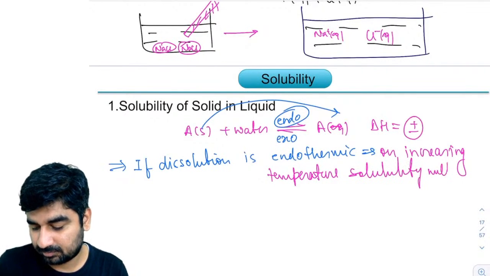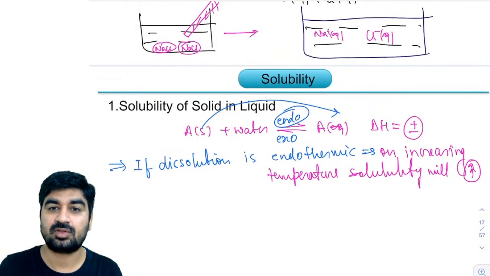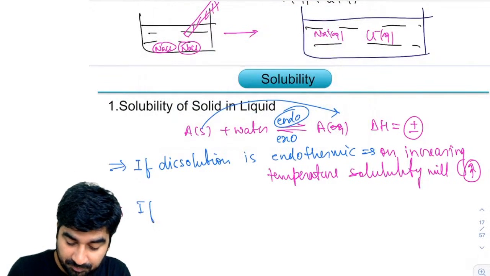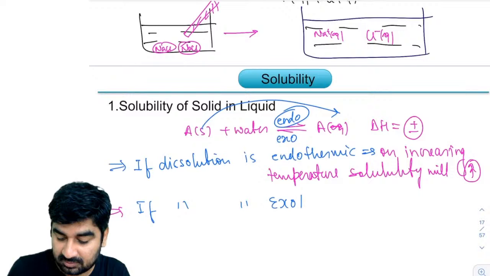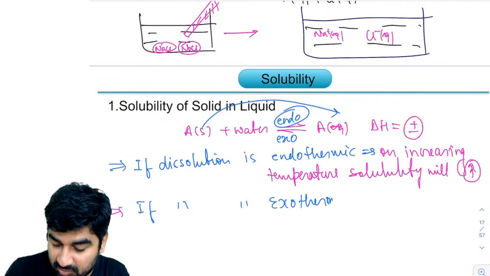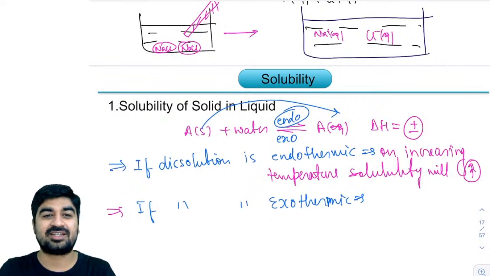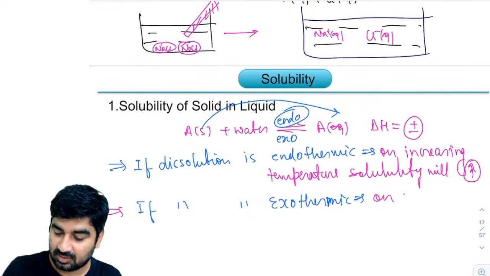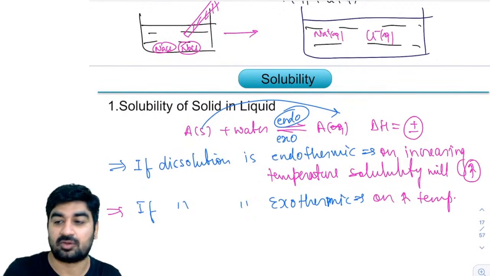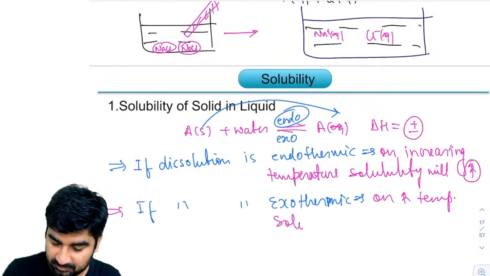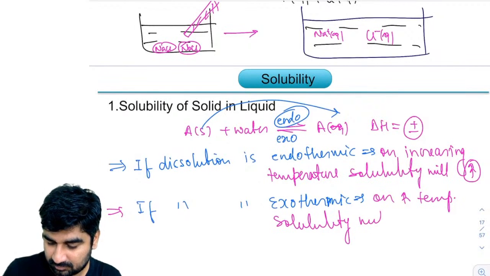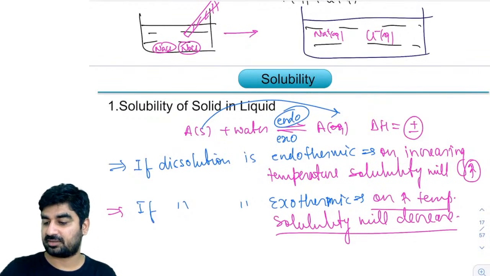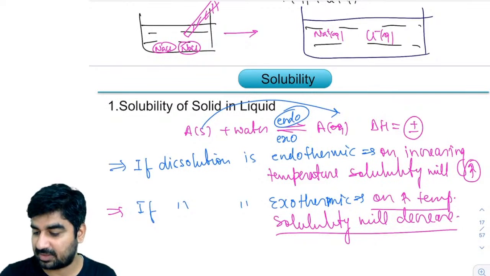solubility will increase. And in the next part, if dissolution is exothermic, then on increasing temperature its solubility will decrease. On increasing temperature, note it down, solubility will decrease. Any doubt, guys, please ask.